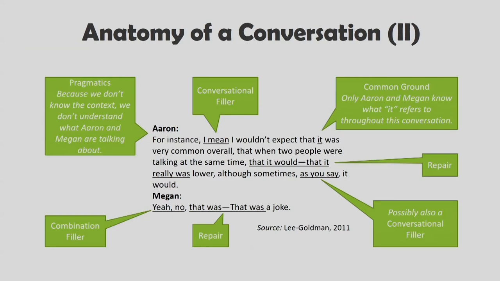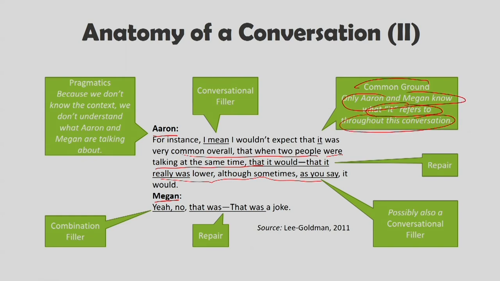Now, I have an example of a conversation here, and you can see two people, Aaron and Megan, are talking. Aaron says, for instance, "I mean, I wouldn't expect that it was very common overall that two people were talking at the same time, that it was really lower." And as you see, people are gone. Now, if you look into it, this is the common ground. Only Aaron and Megan know what it refers to throughout the whole conversation.